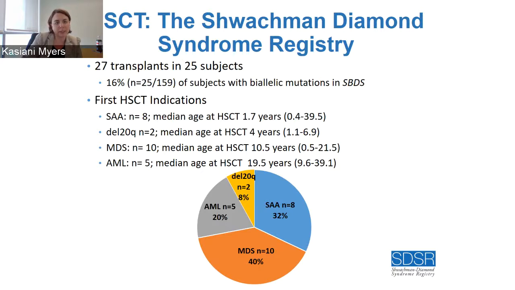Indications for transplant included severe aplastic anemia in 8, del20q in 2, again before this was known to not be an indication for transplant, MDS in 10, and AML in 5. Next. And you can see here that patients with MDS and AML are much older than those with aplastic anemia. Next. In fact, 6 out of 8 patients with aplastic anemia were transplanted prior to the age of 2.5. Next slide.